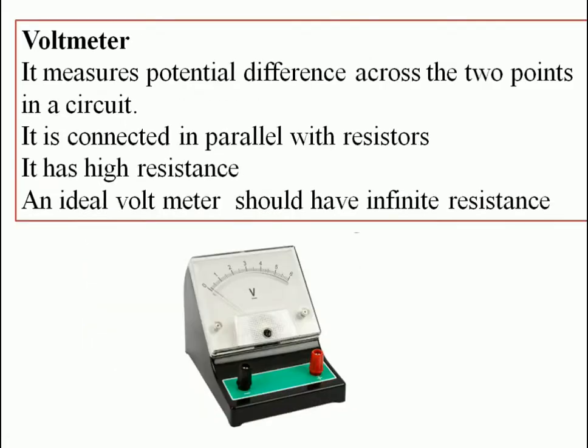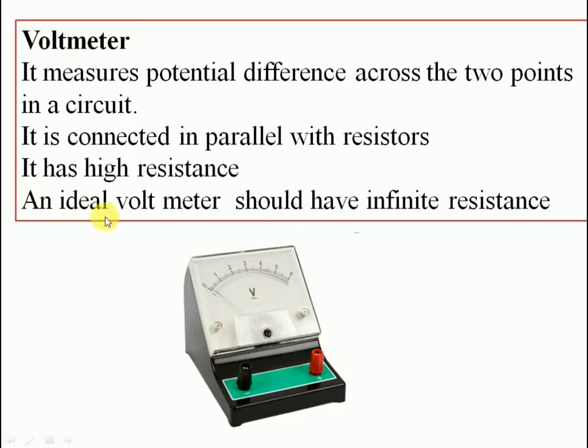A voltmeter is a device to measure potential difference. It is connected in parallel with the resistors. It has high resistance, so current should not flow through the voltmeter. If the current flows through the voltmeter, according to Ohm's law, V is equal to IR, there will be some potential drop across the voltmeter, and that will affect the potential to be measured.